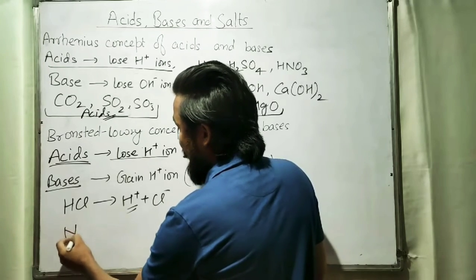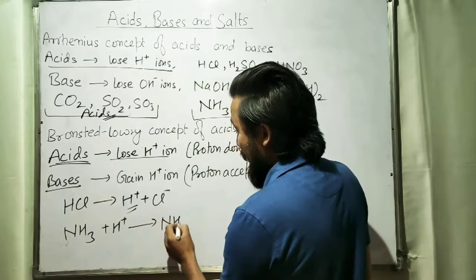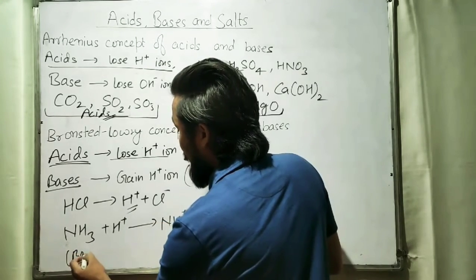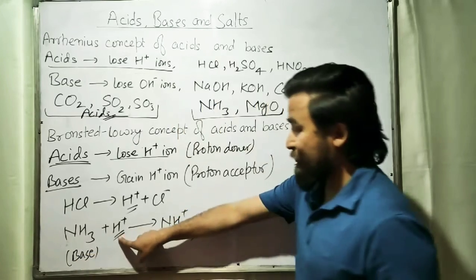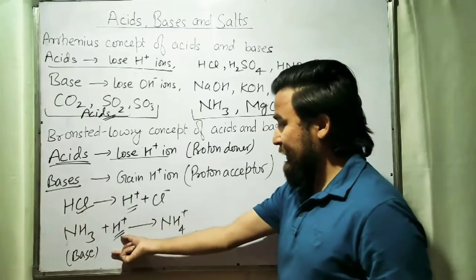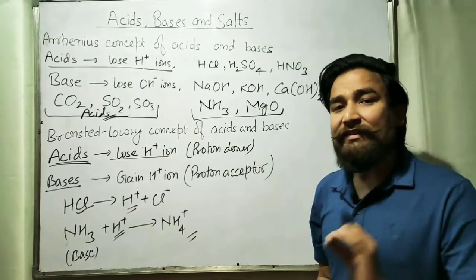Similarly, NH3, that is ammonia, has the tendency to gain an H plus ion. It will form NH4 plus. So it is a base because it gains the proton, H plus ion. If it loses the H plus ion, it is an acid. If it gains the H plus ion, it is a base. So this is the Bronsted-Lowry concept of acids and bases.